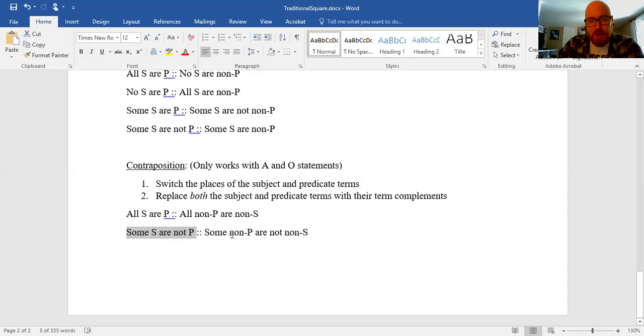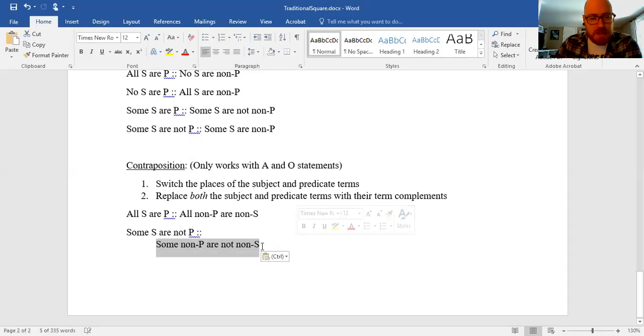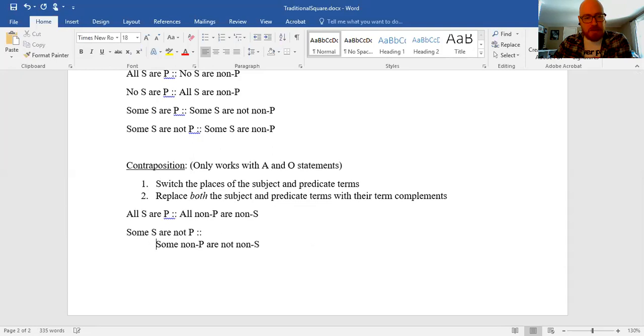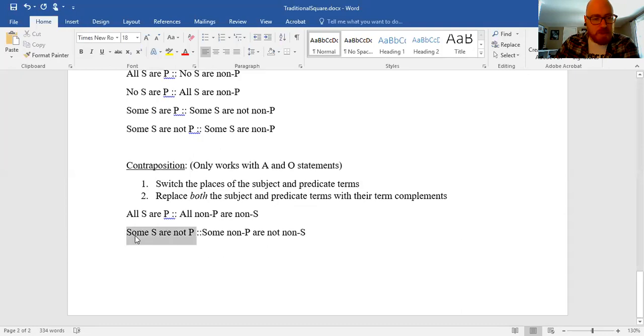Now, I will say it's very rarely that you're going to want a statement like this in the course of actual argumentation. Why? Because it's incredibly wordy. It's more likely that in conversation you might end up with something like this, and then you want to change it back to a standard form O statement.